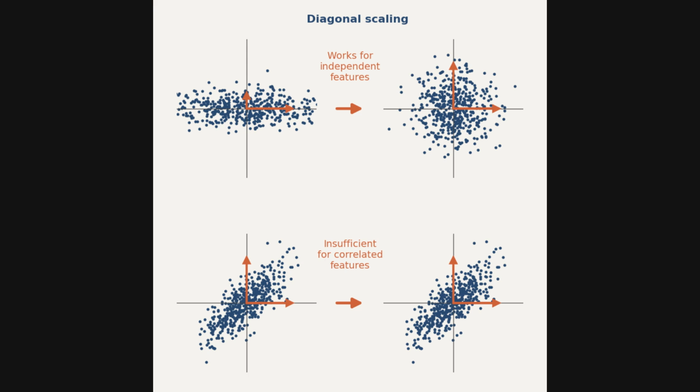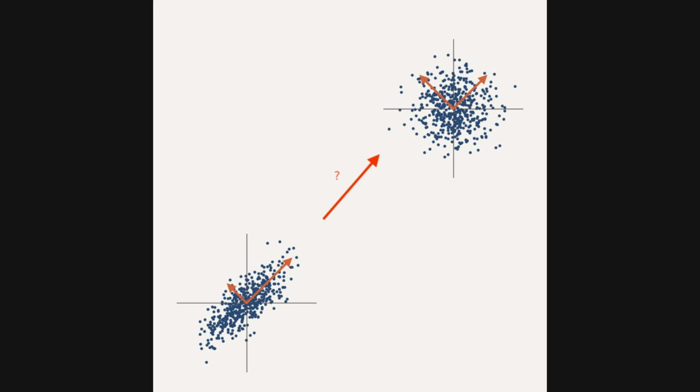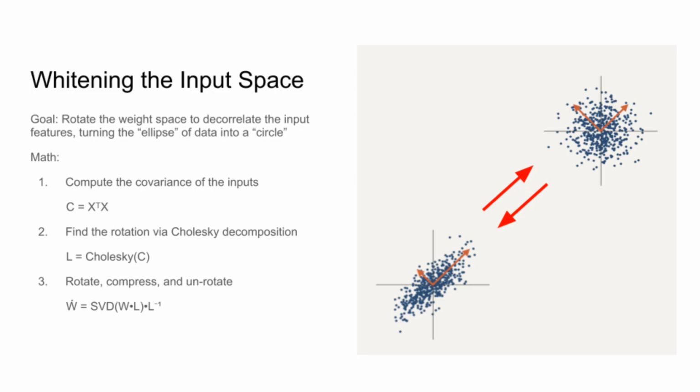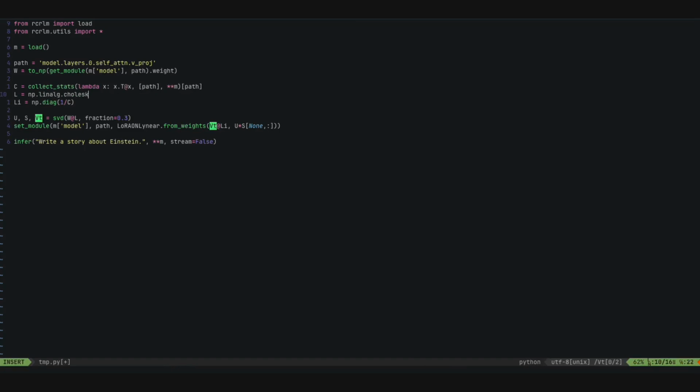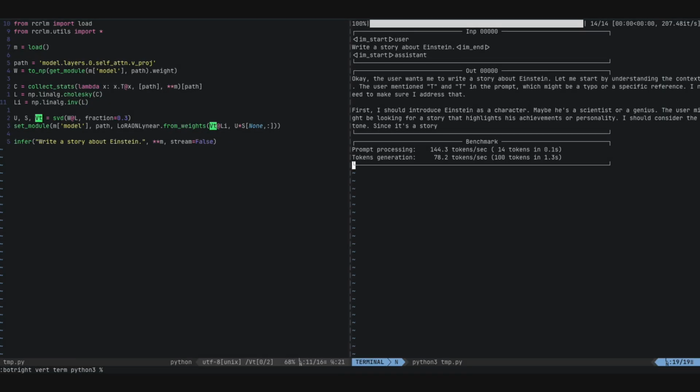When features are correlated, diagonal scaling isn't enough. We need a way to decorrelate the input features. One way to do this is via Cholesky decomposition. This approach is used in the SVD-LLM and SVD-LLM methods.